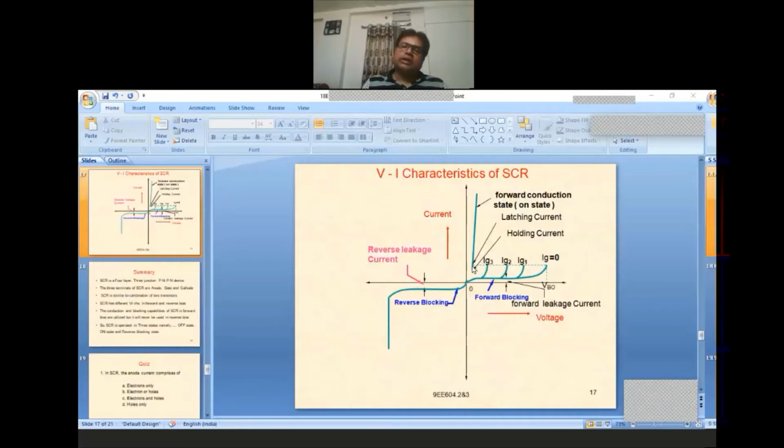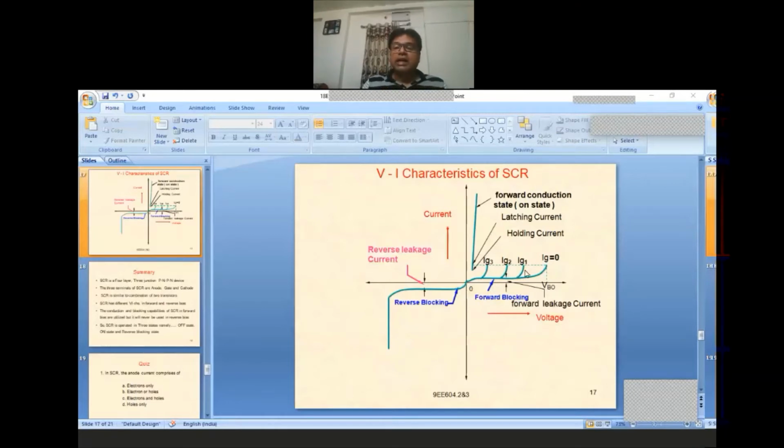So the holding current is defined as the minimum current required to be flowing through the SCR to maintain it in on state. When the current falls below the holding current value, SCR immediately comes into the forward blocking mode, and you can call it as off state. So this is the main feature of the SCR.